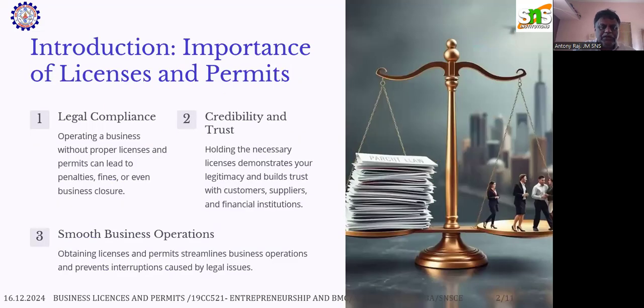Now, introduction: the importance of licenses and permits. It is very important to understand this upfront. Why are licenses and permits required? First is legal compliance. Operating a business without proper licenses and permits can lead to penalties, fines, or even business closure and can lead to legal issues. Credibility and trust. Holding the necessary licenses will definitely demonstrate your legitimacy and builds trust with customers, suppliers, and financial institutions. Smooth business operations. Obtaining licenses and permits streamlines business operations and prevents interruptions caused by legal issues.